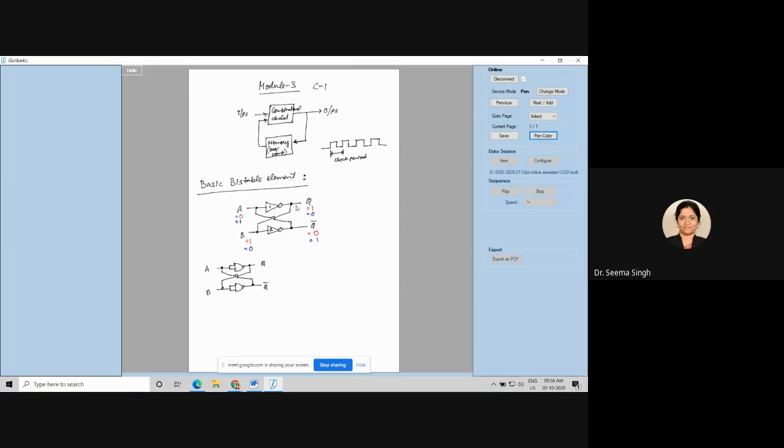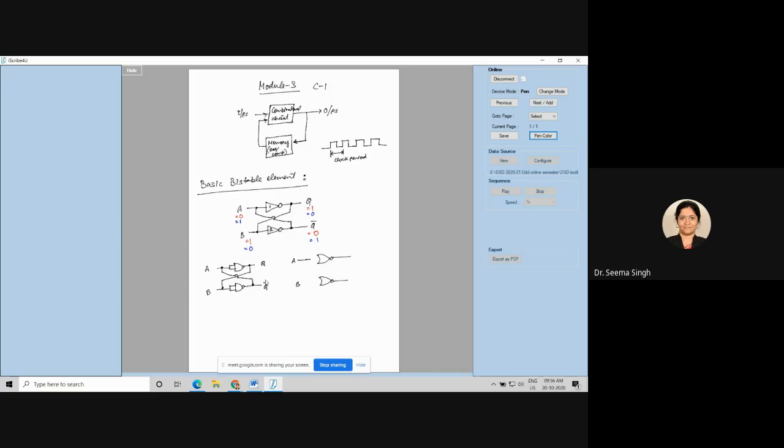And what will be the circuit for NOR? What will be the circuit for NOR, basic bistable element? What should I do? I am saying that with NOT gate, I made a basic bistable element as shown on the screen. With the NAND gate, this is also a basic bistable element.